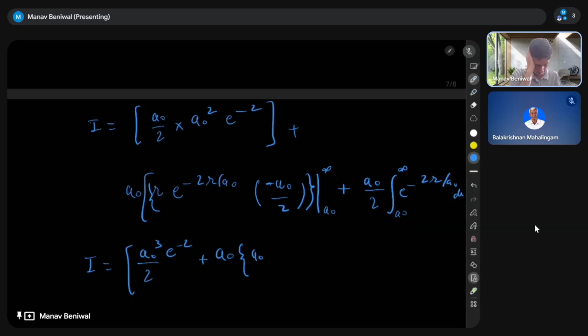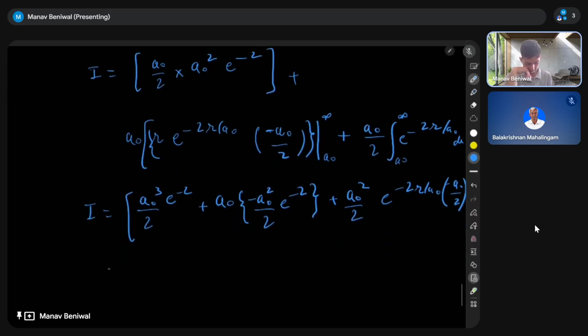So a0, and this will make it minus a0 squared over 2 e minus 2, plus a0 squared over 2, and this integral will give us this thing. So the only term that will remain is, let me just write it down, e to the minus 2r by a0 and minus a0 by 2.